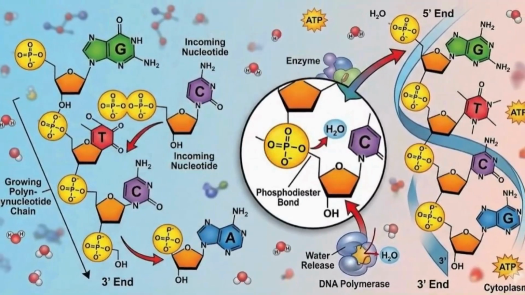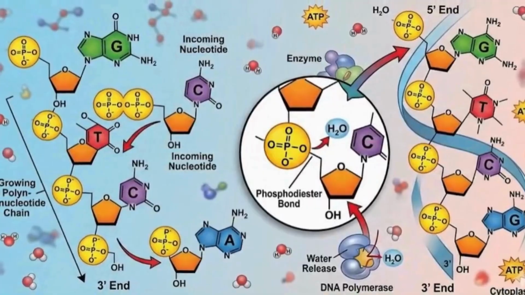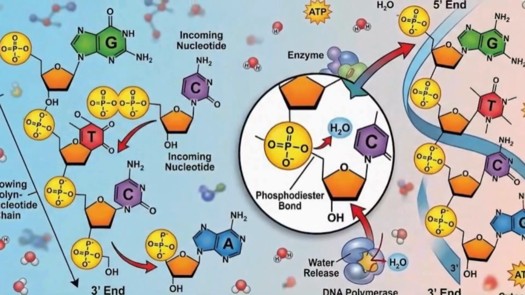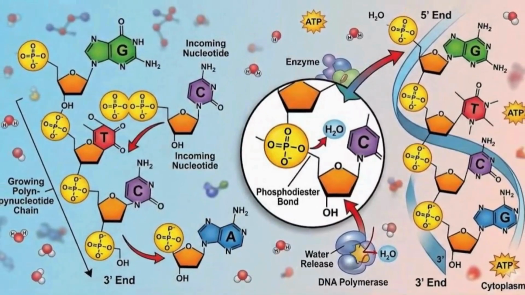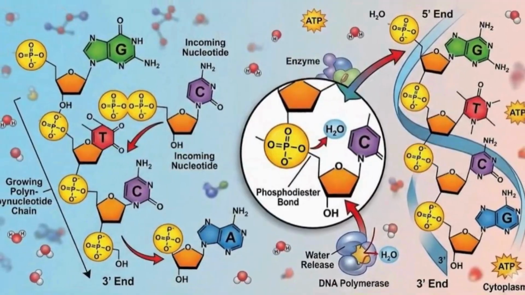The sequence of these nucleotides carries the genetic information of the organism. Even very small changes in nucleotide sequence can significantly affect cellular function and may lead to mutations or disease. Now let's look more closely at the nitrogen bases themselves.